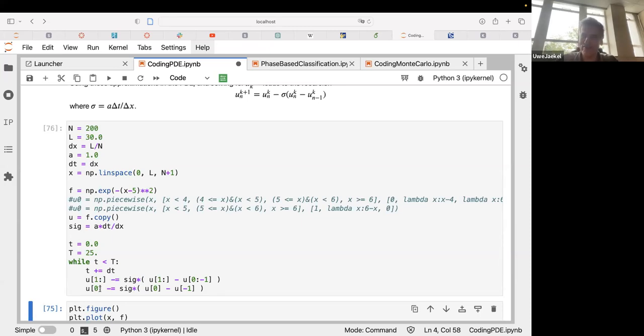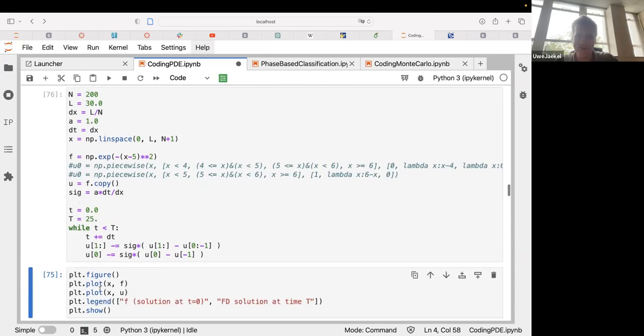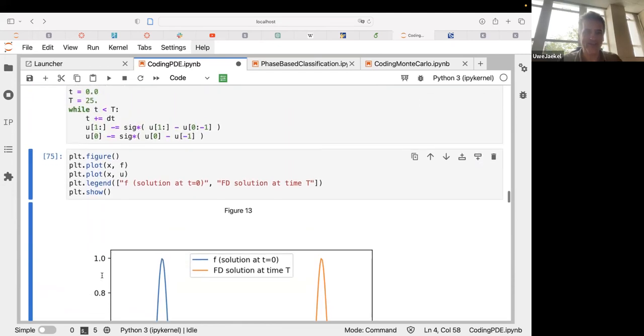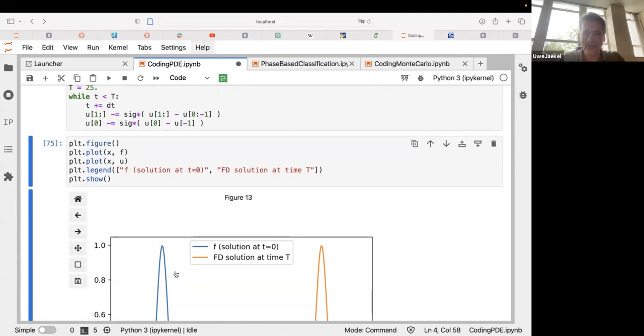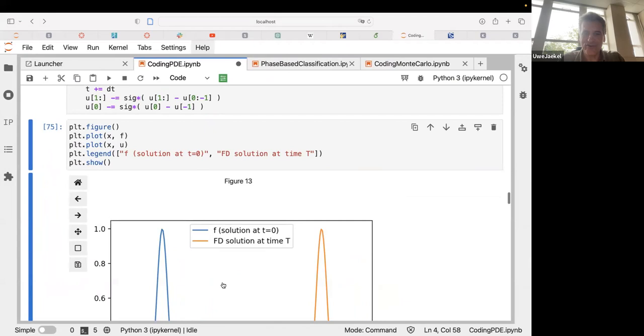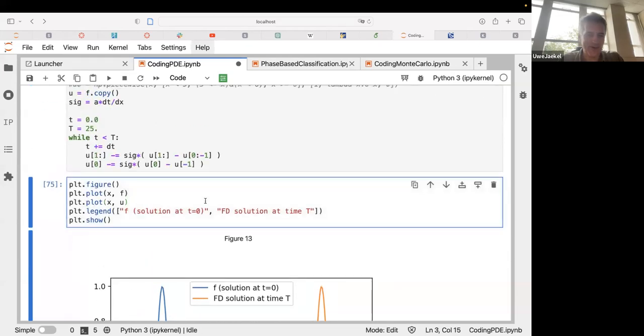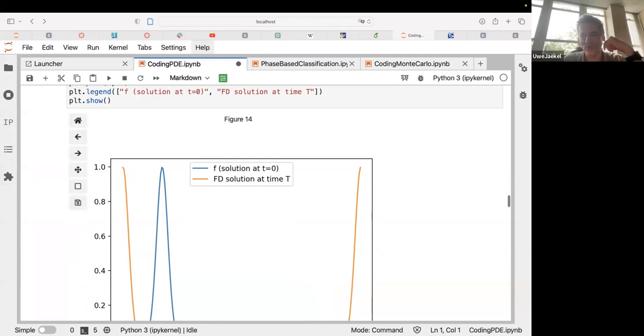So every piece of matter that leaves through the right boundary re-enters through the left boundary. So if I didn't make a mistake, this means that the solution should move to the right a little bit again, but that part that is cut off should begin to show up on the left-hand side again. Let's see whether this works, and you see it works.